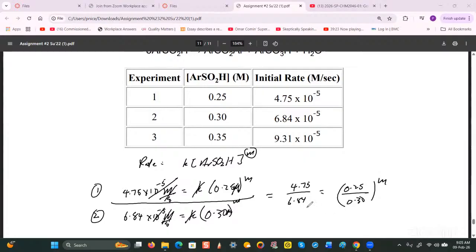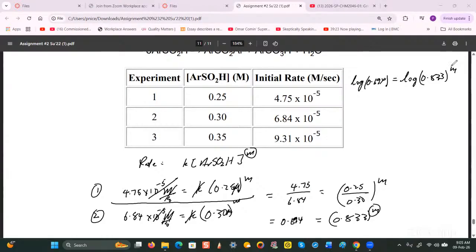When I work out this part, I got 0.694. And this part works out to be 0.833 raised to the M. So how do we get M? Well, if you remember from your algebra courses, if you want to solve for this right here, you'd have to find the log of both sides. So I'm going to do that up here. Log of 0.694 will be equal to log of 0.833 raised to the M.